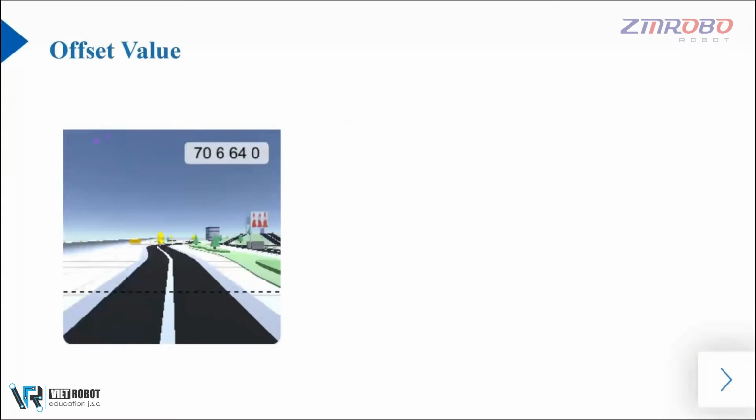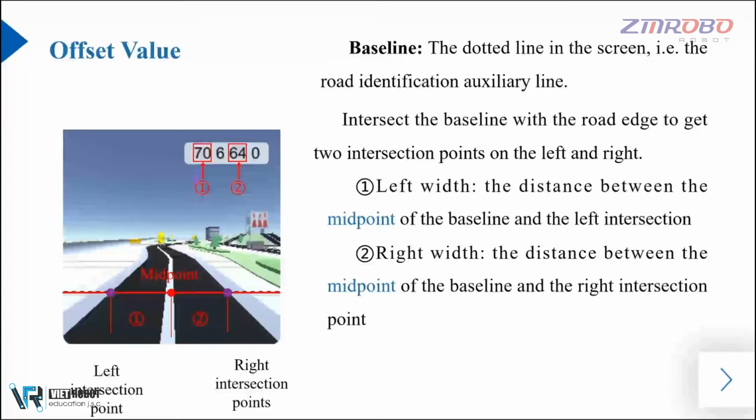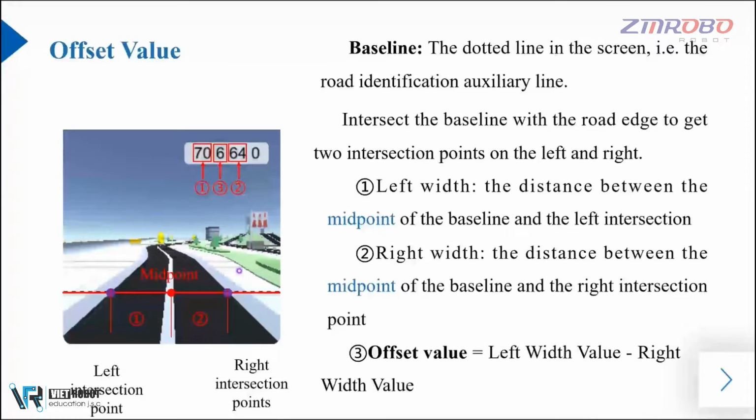On the data window of the AI Vision module, you can see a dotted line, which is called the baseline, which is the auxiliary line for road recognition. Intersecting the baseline with the road edge gives 2 intersection points. This one point is the midpoint of the baseline. And the left width value is the distance between the midpoint of the baseline and the left intersection point. The right width value is the distance between the midpoint of the baseline and the right intersection point. The offset value is the value obtained by subtracting the left width value from the right width value.